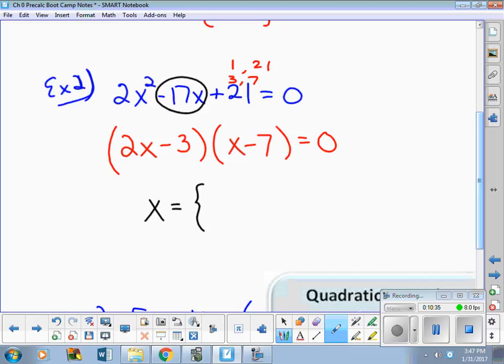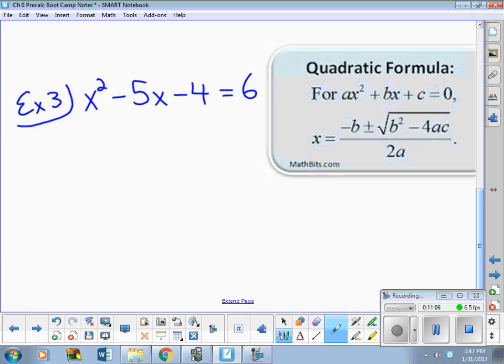There's going to be two answers. Clearly this answer is 7. Everybody gets that one. But the other answer is the answer to this problem on the sideline. When does 2x minus 3 equal 0? And the answer is at 3/2, or 1 1/2. In pre-calc, we almost always leave our fractions as improper fractions. We don't convert them to decimals very often. So our two answers are 3/2 and 7.